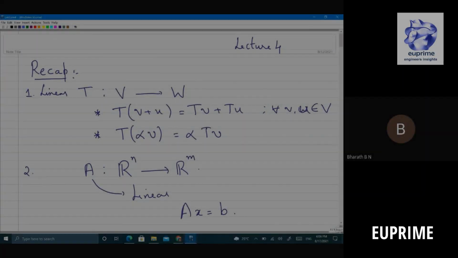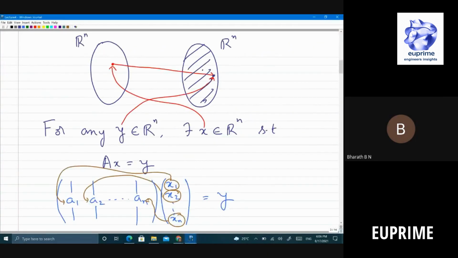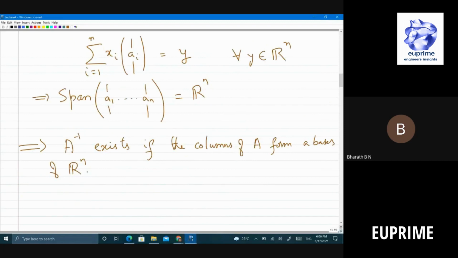Okay, so what did we study in the last class? We asked this question of when the inverse of a matrix A exists. To answer that, we looked at various things. For example, we looked at what is known as the kernel, so AX equal to 0. If you have an X such that X not equal to 0 and AX equal to 0, then the matrix A cannot be invertible, right?